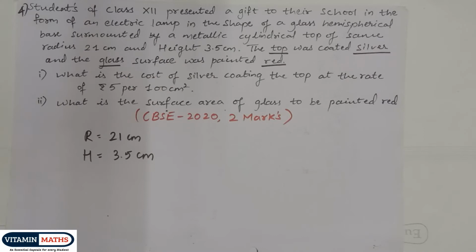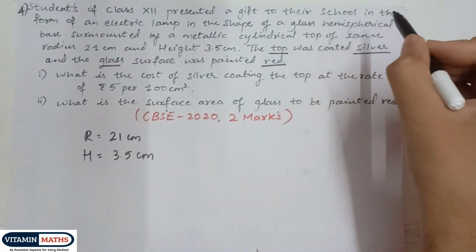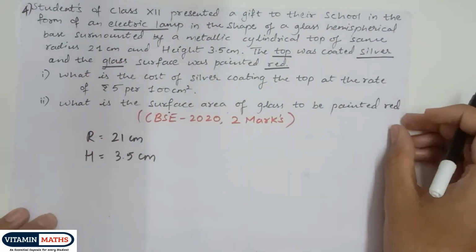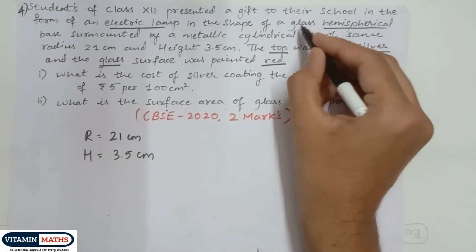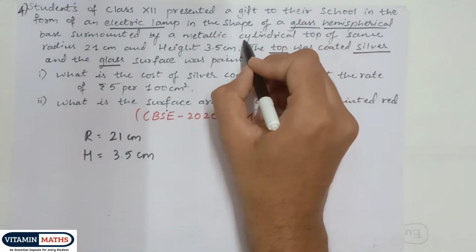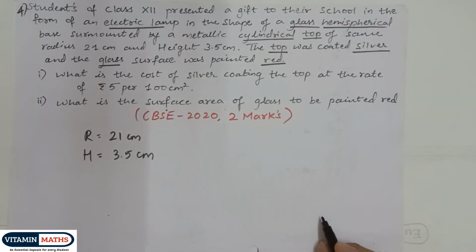Let us solve this fourth question. Students of class 12 presented a gift to their school in the form of an electric lamp, in the shape of a hemispherical glass base surmounted by a metallic cylindrical top, of the same radius 21 centimeter and height 35 centimeter, which I have written already. The top was coated silver and the glass surface was painted red.